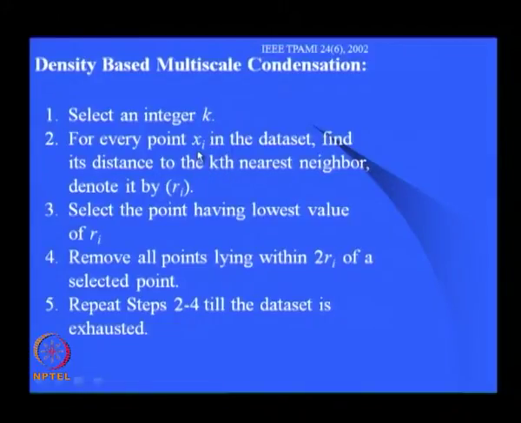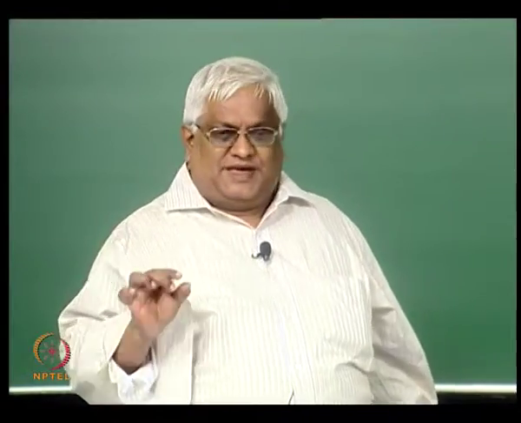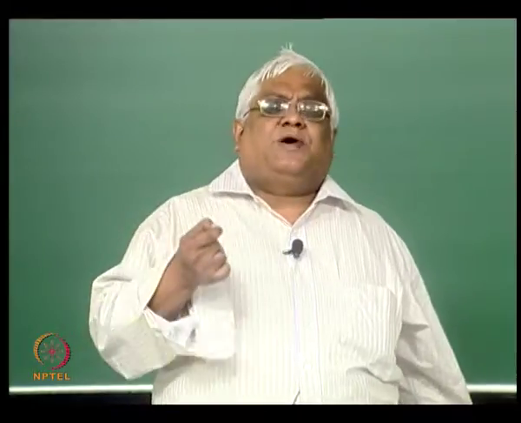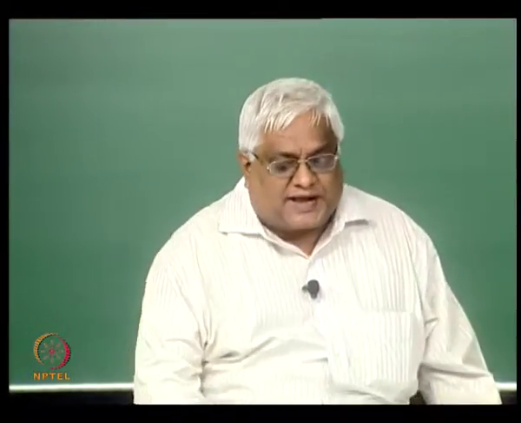You take a point in the data set and find its distance to the kth nearest neighbor, and if the point is xi, you call the distance ri. Now, select the point having the lowest value of ri. The lowest value of ri means the density is quite high. In a small radius you have many points lying. So, the density is quite high.